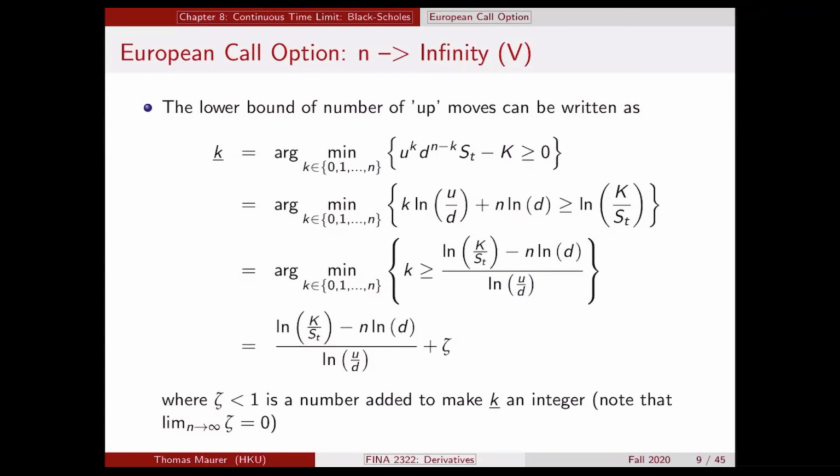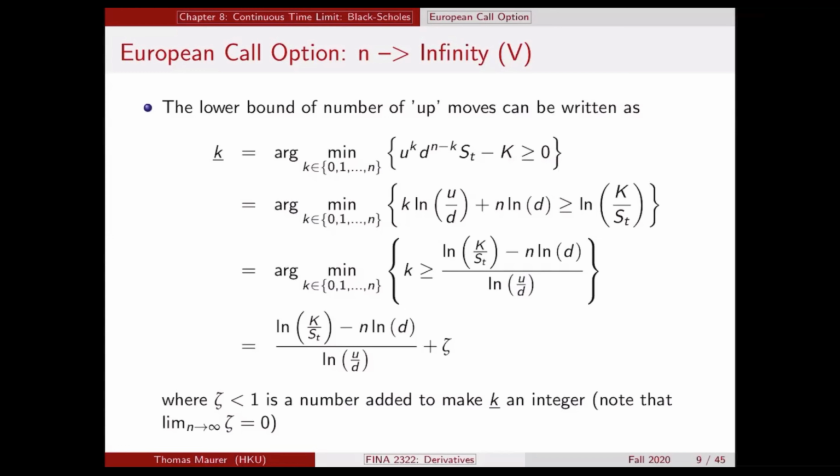So we're going to start with how many up movements do we need to end up in the money in our tree, so that k lower bar. So again, how is this defined? It is the smallest k such that the price of the underlying asset minus the strike price is actually positive.